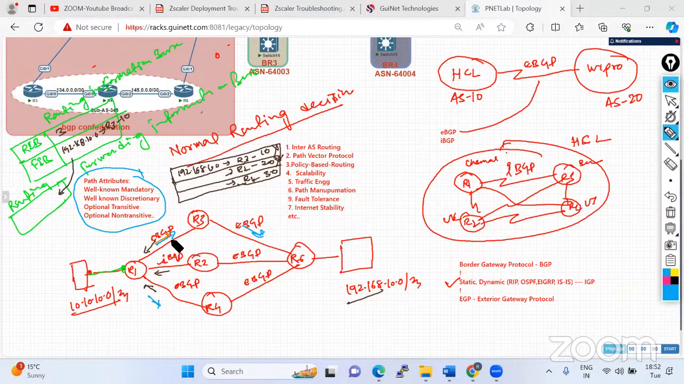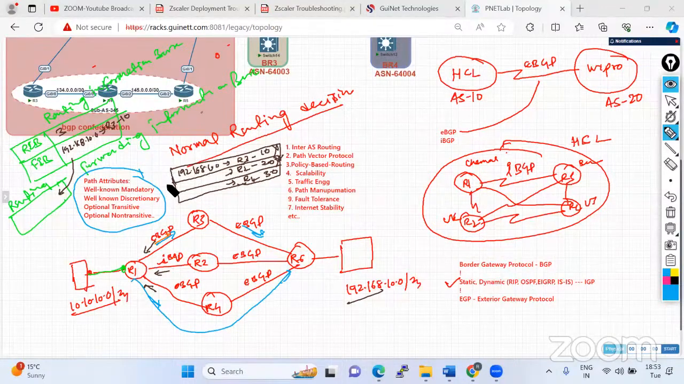I want to prefer not this route, I want to prefer this route. Is it possible? Yes, I can. So even if my router, as per the normal routing decision, gets the best route from this link, I can still send the traffic via this path. It is possible. So these are the path attributes.